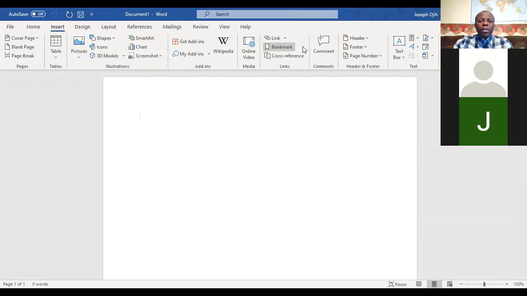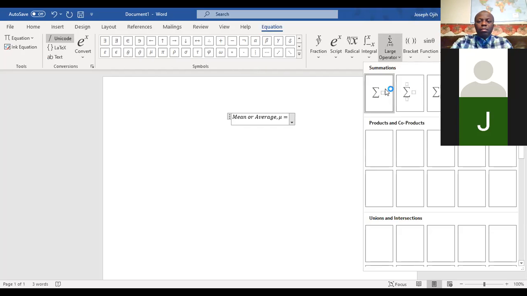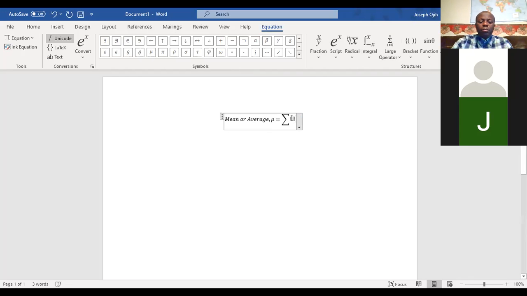All right, now taking you to that workbook. For a probability distribution, the formula for the mean, which is also the average, is represented by the symbol mu. Mu equals the sum of x times the probability of x. Yeah, sum of x times the probability of x. That gives us the mean.